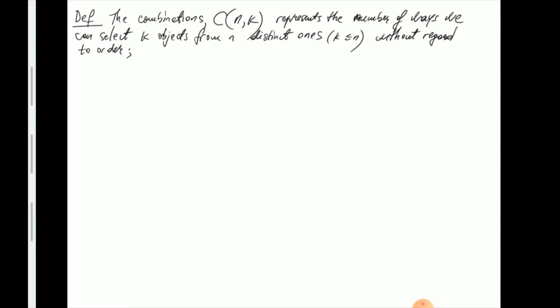And just like in the case of permutations, repetition is not allowed, right? So you cannot select the same objects more than once. But again, the key thing is that it is without regard to order. So like I said before, the way we come up with the formula for the combination is just to relate it to the permutation.